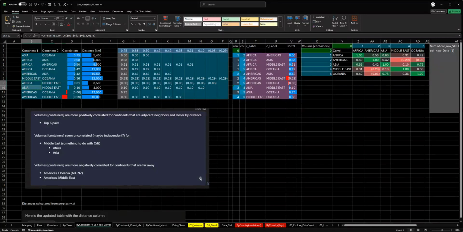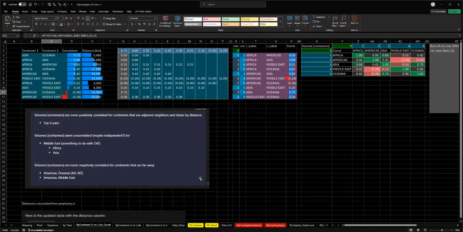And then for these two that have to do with Middle East versus Africa and Asia, the correlation is low, so could be independent, even though the distance is relatively short, proximity is relatively near. Maybe it's just something to do with Middle East. They don't really trade with Africa and Asia.